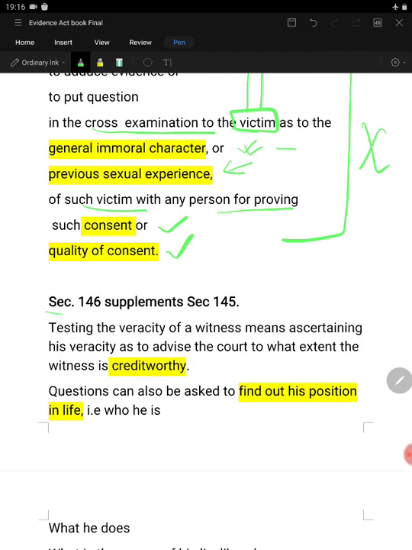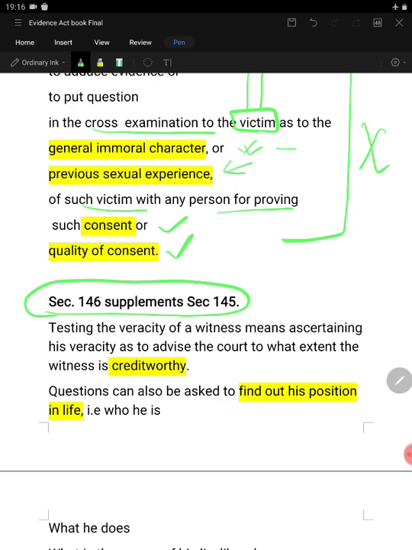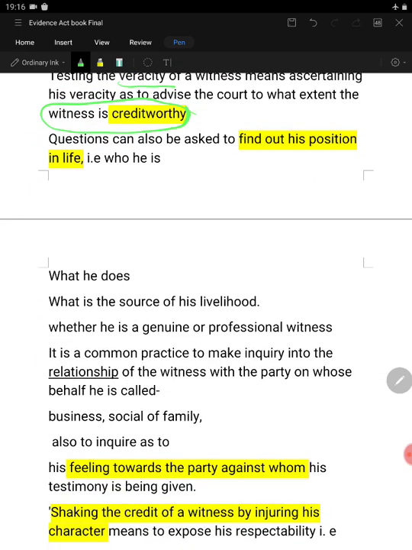Now, Section 146 actually supplements Section 145, which we saw yesterday, the cross examination as to previous written statement. Testing the veracity, as we have seen, will check the creditworthiness of the witness, whether he can be believed or not. Questions to find out his position in life, like who he is, what he does, what is his source of livelihood, would all set up whether he is a genuine or a professional witness.